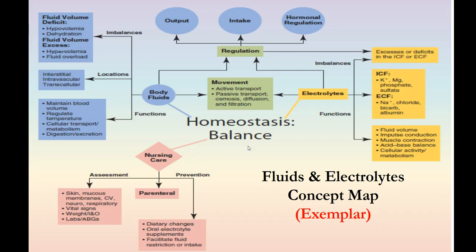All right. An example of a concept map for homeostasis. So let's just look at this for a minute. Regulation is by output, intake, and hormonal also plays a role. And imbalances could be fluid volume deficit, hypovolemia. Some of you said dehydration. Fluid volume excess, hypervolemia, and fluid overload.